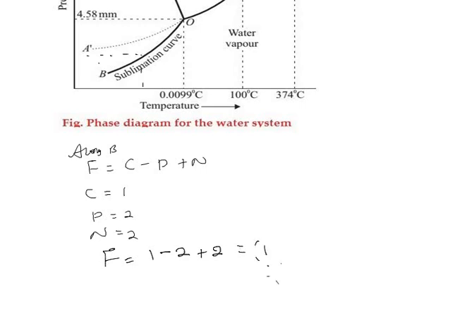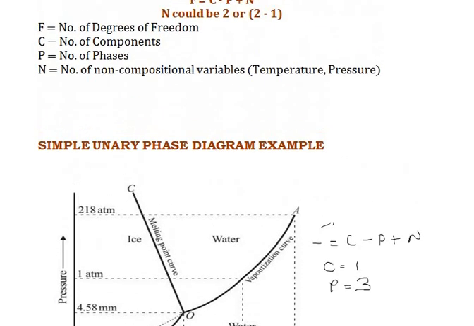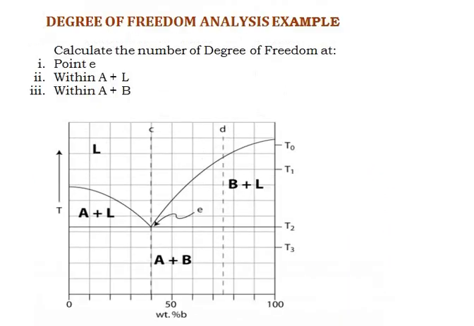So I hope you get that. Now I just did this so that we could see how this kind of question is solved in a unary phase diagram situation. Meanwhile, we are going to solve our initial question, which asked us to calculate the number of degrees of freedom at point E, and then within A plus L, and then in the region A plus B.